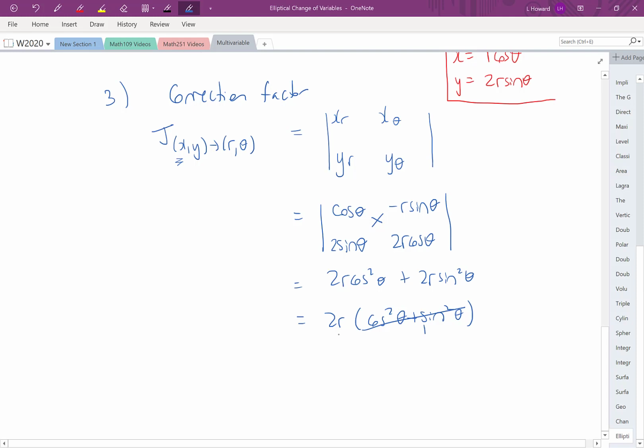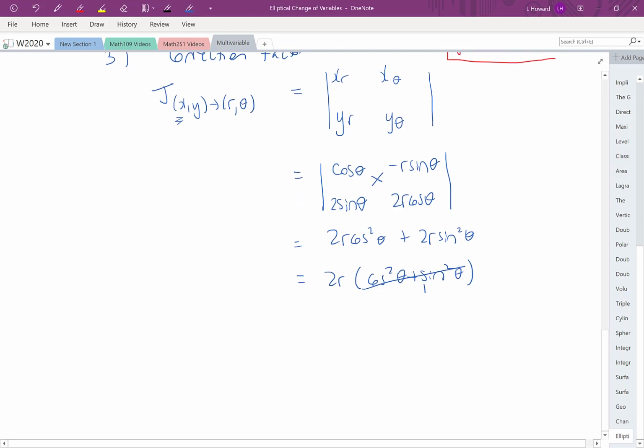So altogether we're getting 2r, and then the catch here is just to remember to take the absolute value of your Jacobian. So you want the absolute value of the Jacobian going from your old coordinates over to your new coordinates. And we can say this absolute value is going to be 2r, because when we're working in polar coordinates, r is never going to be negative. So 2r is our correction factor as we move over to r theta variables.